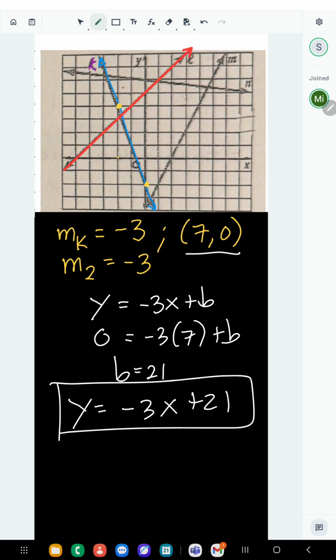What is the equation of the other line, line K? Okay, so this is the equation of the line parallel to line K. Alright, now, questions on this? Okay, let's move on, because I'm deleting it, you can take a screenshot.